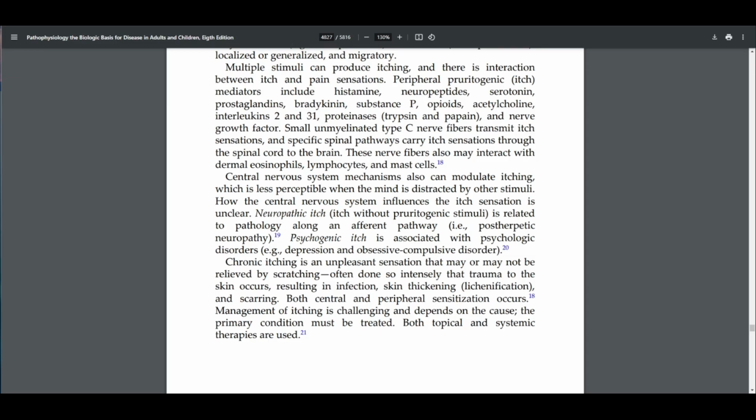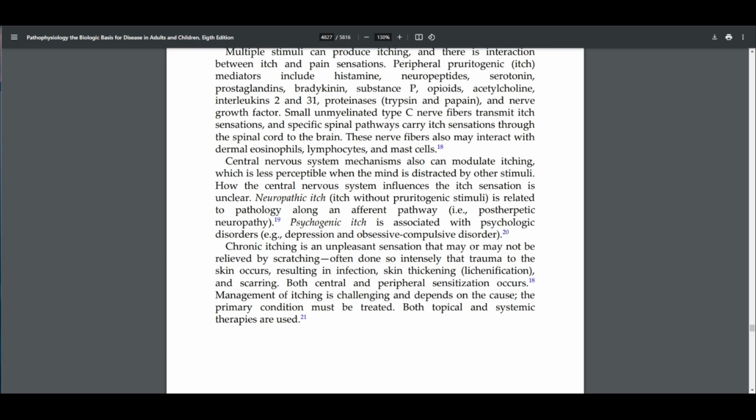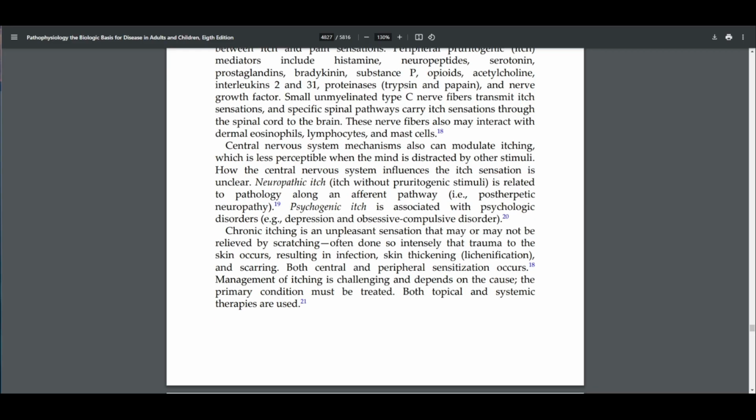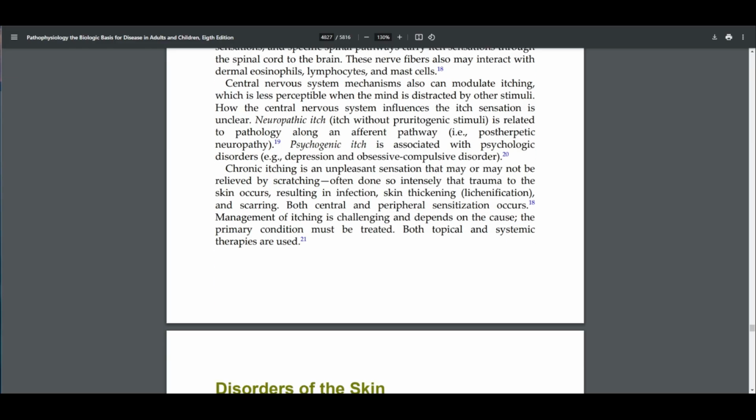Chronic itching is an unpleasant sensation that may or may not be relieved by scratching, often done so intensely that trauma to the skin occurs, resulting in infection, skin thickening, and scarring. Both central and peripheral sensitization occur. Management of itching is challenging and depends on the cause. The primary condition must be treated. Both topical and systemic therapies are used.